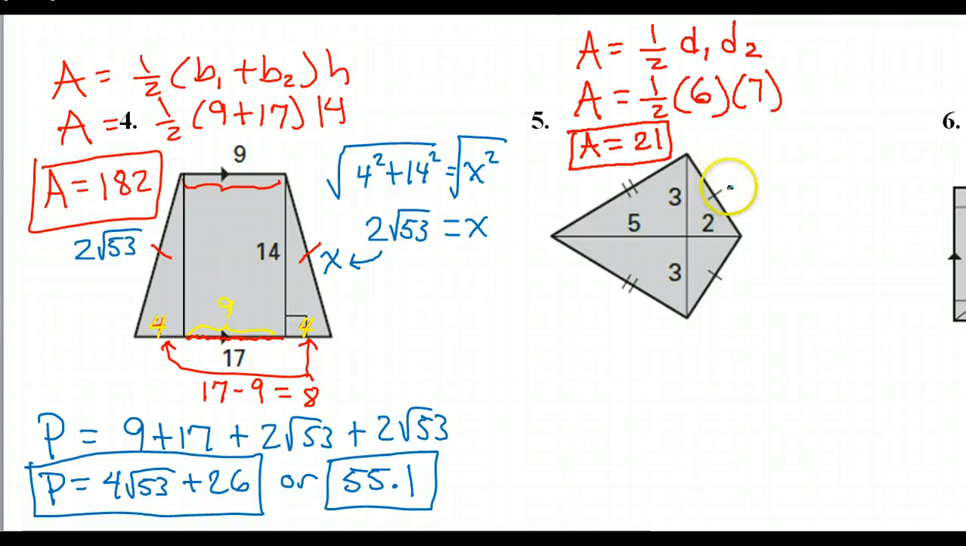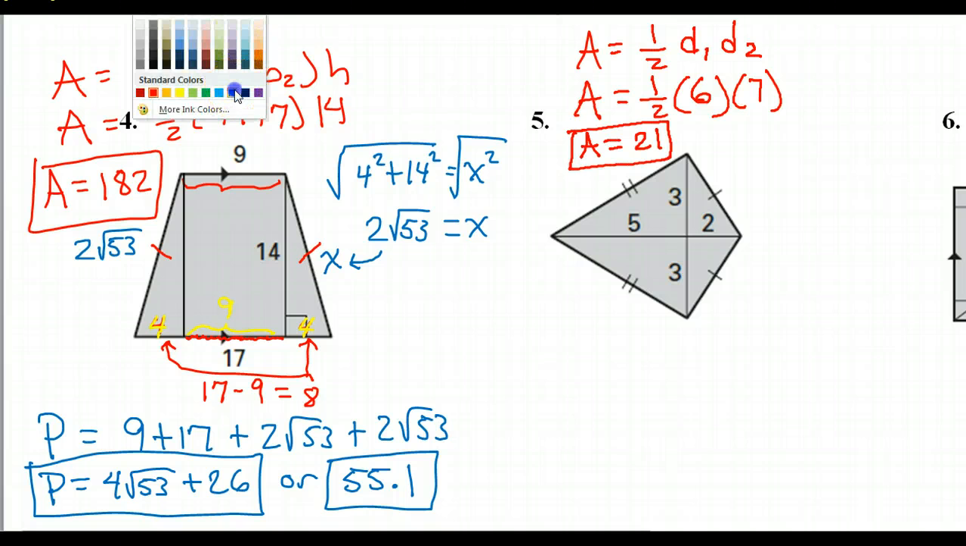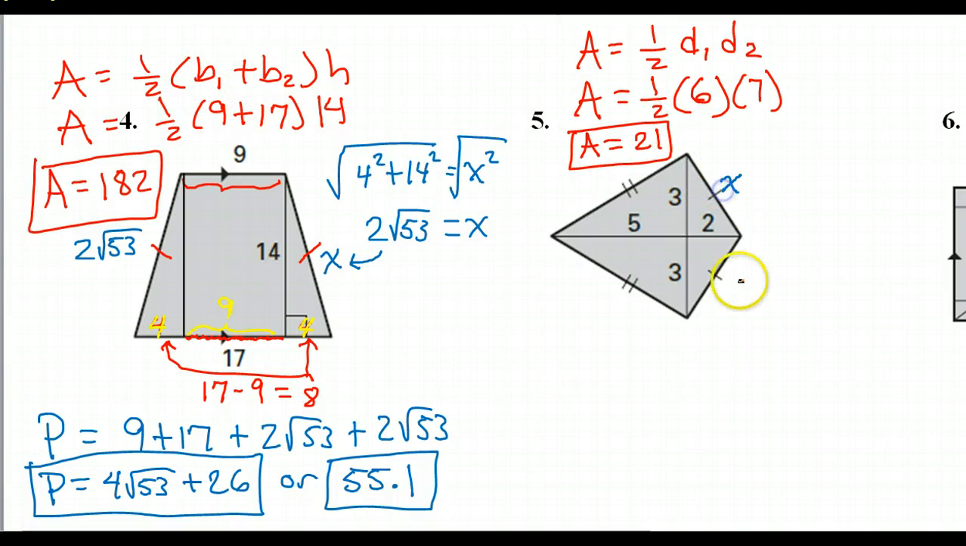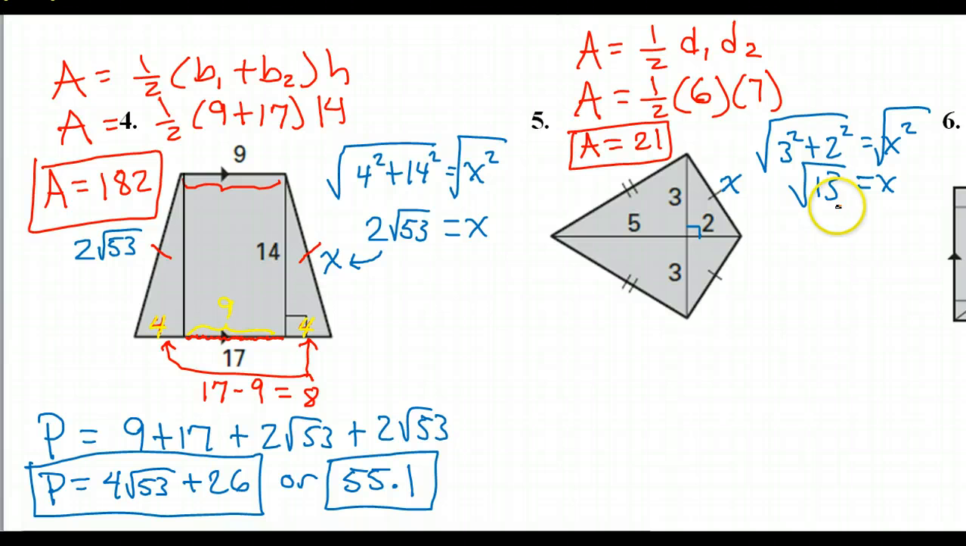Now again, for the perimeter, I'm going to have to do the Pythagorean theorem, but this time I'm going to have to do it twice. Okay, say if I call this x, doing the Pythagorean theorem on this little triangle, that's going to be 3 squared plus 2 squared equals x squared. If I take the square root of both sides, that's going to give me x equals the square root of 13. But there's two of those, yes? So that means that we will have the square root of 13 here, and we will have the square root of 13 here.